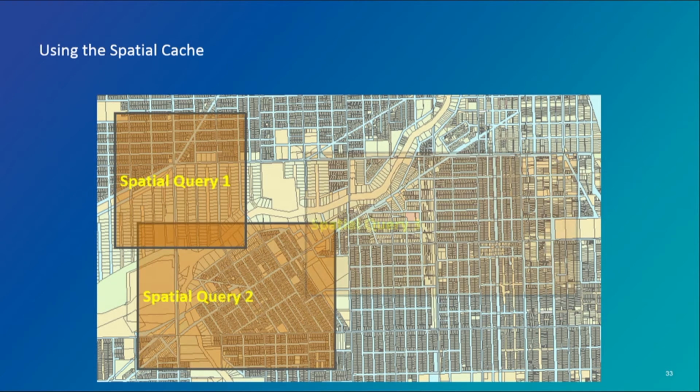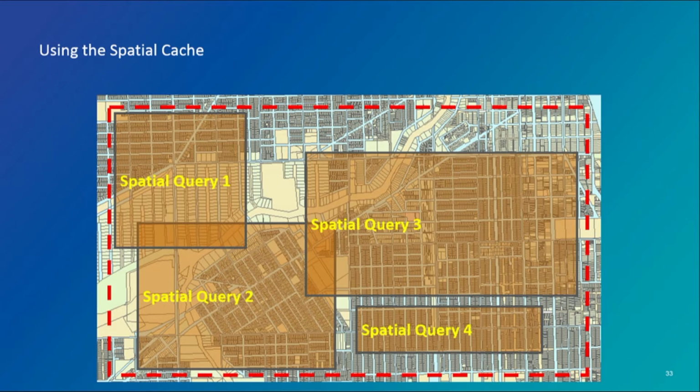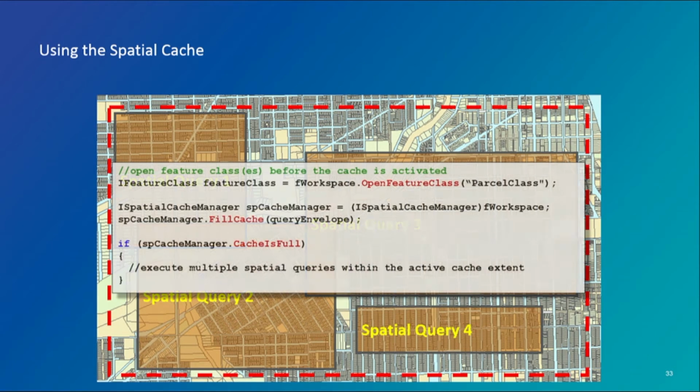So I have these queries that I know I'm going to do in this specific area. I pass this envelope as where I know I'm going to be working. That red envelope becomes what I use to fill my cache in my query envelope in this example.